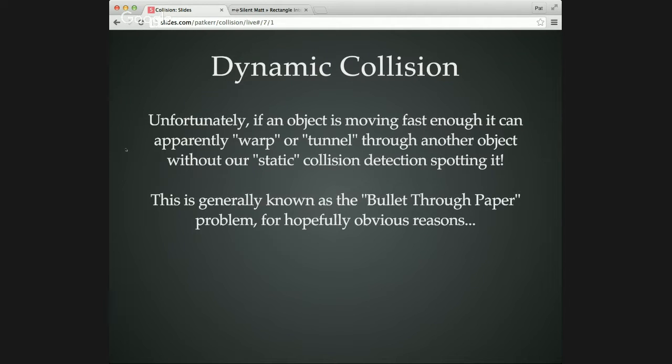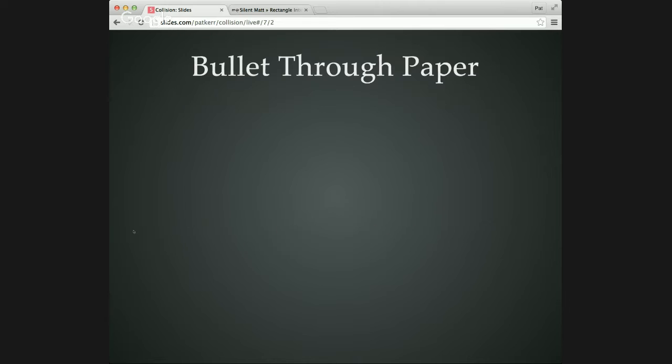Indeed, it's such a problem that there's a name for it. It's called the bullet through paper problem, for reasons that are hopefully understandable. This is because it's particularly common with bullets, because bullets are a nasty case for collision systems because they move very fast and they're very small. And it turns out that things that move very fast compared to their own size are the ones that are most likely to have this problem where they can just jump from one side of an object to another and get this tunneling behavior. So we have to deal with that, or at least be conscious of it.